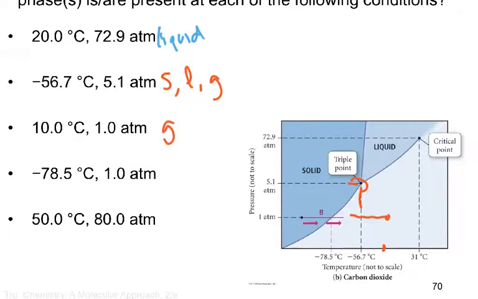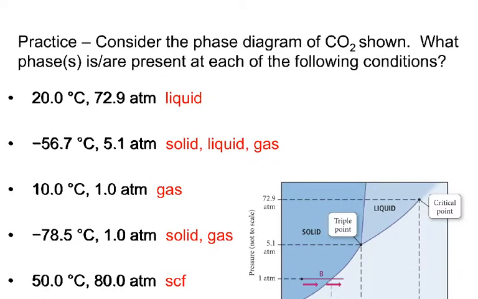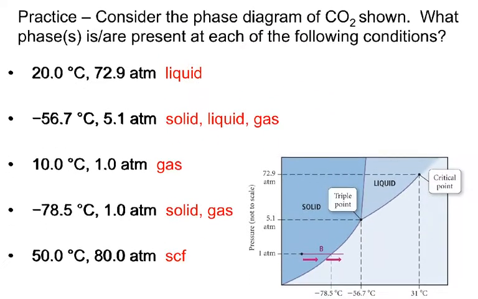Negative 78.5 is marked here, and 1 atmosphere. We are going to be transitioning from the solid to the gas phase. And then 50 degrees Celsius, 80 atmospheres, so 50 is going to be up here, 80 atmospheres, we're going to be up at the supercritical fluid. So there's the answers.